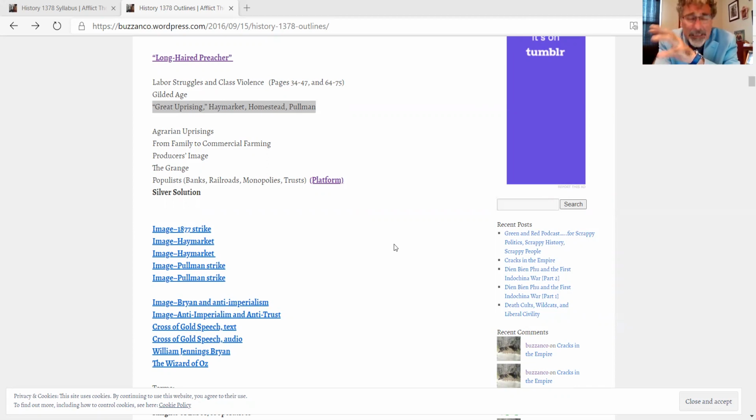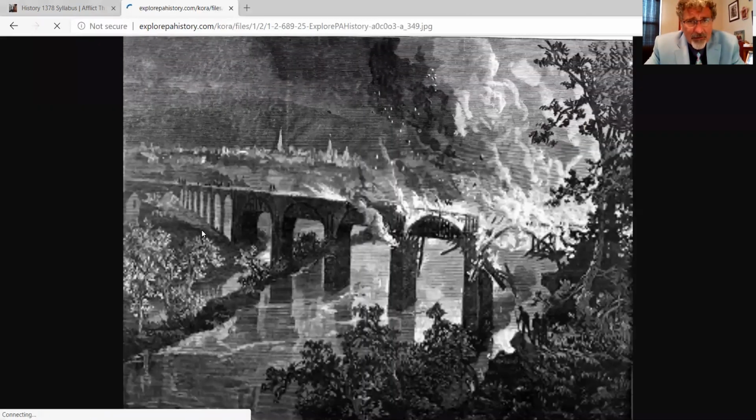But, this is a national thing. So it gets violent. The militias are called out. The National Guard kind of units are called out. Vigilantes and things like that. So it gets very ugly. It gets very violent. Here's some images of it.